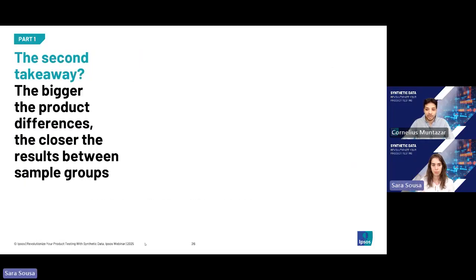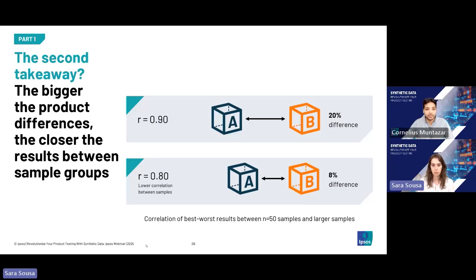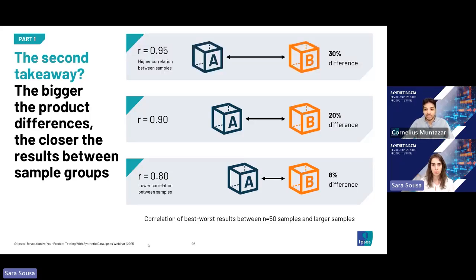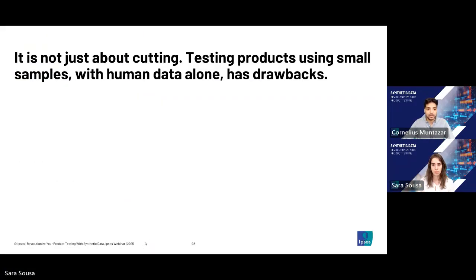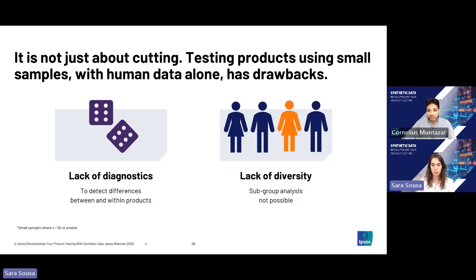And so here we found a caveat. The accuracy of small samples depends on the differences in ratings between products. As the differences between products get larger, we saw that the correlation actually gets stronger. And so while our R&D shows that smaller samples generally work, they have some limitations.